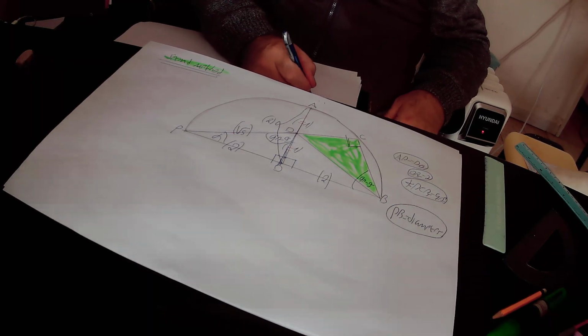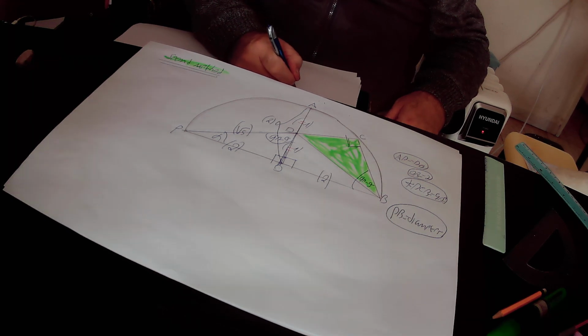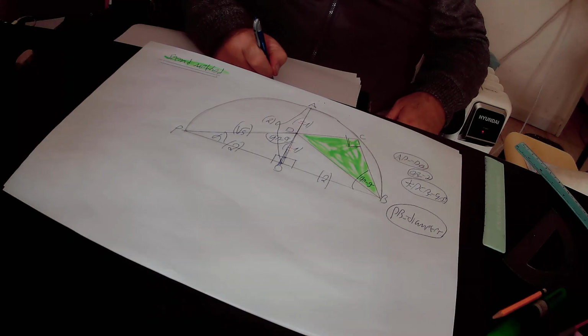PD over PB equals DO over CB equals PO over PC.